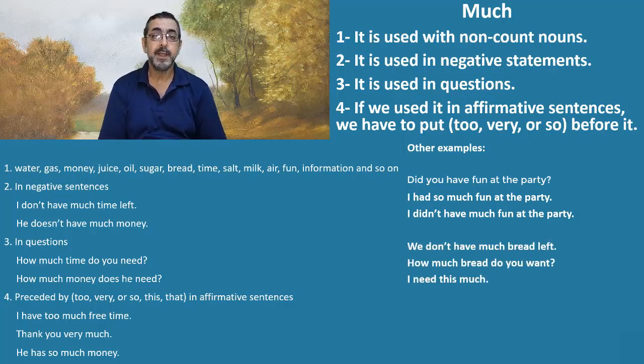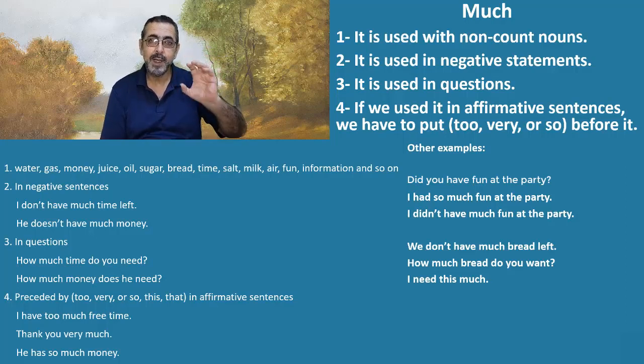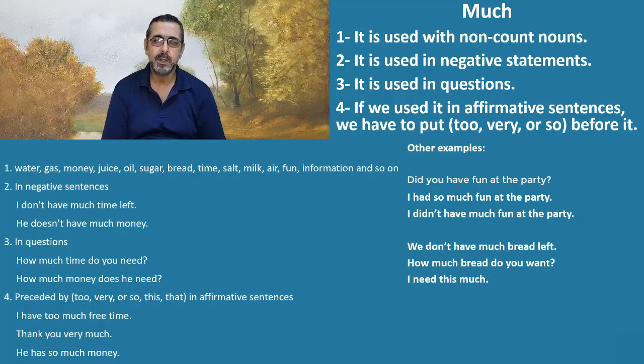How much bread do you want? You can say, I don't need much. That's a negative statement. Or you can say, I need this much. So you point to the amount you want, like 4 loaves, for example. How much chocolate do you want? I need this much chocolate, this much, or this much.